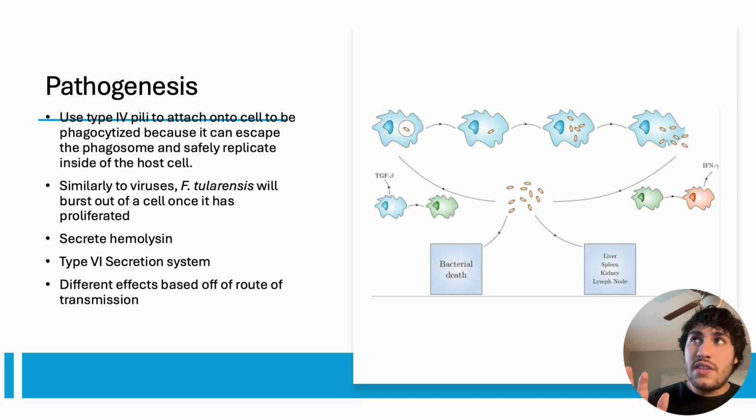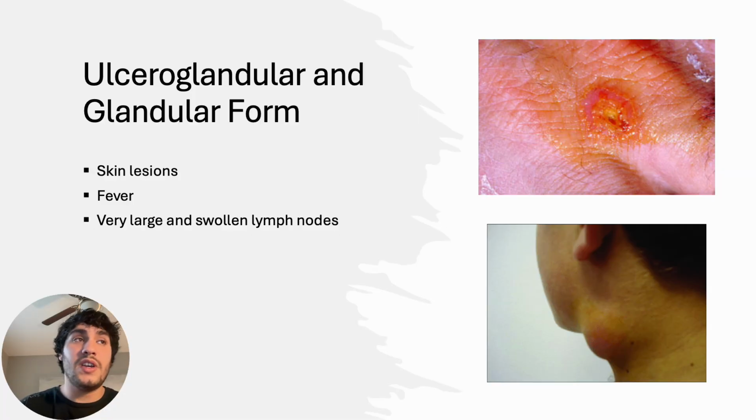And this leads into some of the symptoms. It also affects neutrophils as well, but its main target is those macrophages, but it can affect other cells as well, not just immune cells. But because of all of that, it has different effects based off of the routes of transmission. So we see a lot of different signs and symptoms.